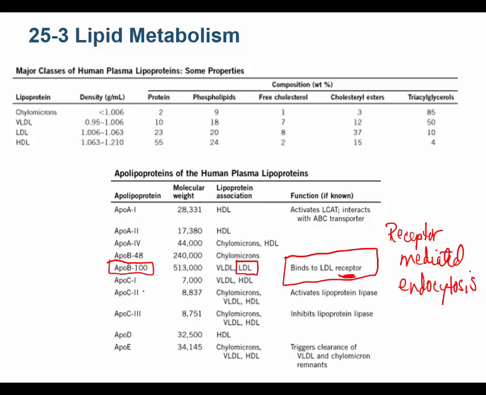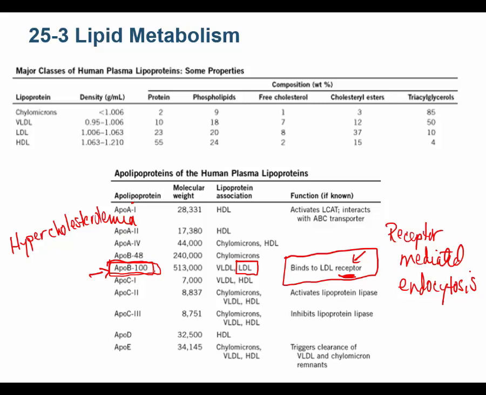What would happen if I didn't have ApoB100? Or if I had the ApoB100, but there was a mutation in the gene, therefore the protein is not functioning well? It's not recognizing the receptor. LDL would not be internalized, and it would stay in the blood. So you can see that if I have a problem with ApoB100, or I have a problem with my LDL receptor, I get hypercholesterolemia because my LDL stays in my blood.